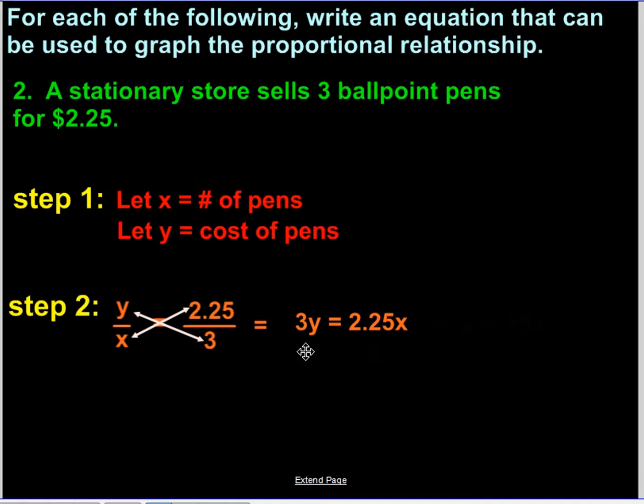And so in order to do that this time, we're going to have to divide by 3. And if we do that on this side, we're going to have to do it over here. And if we take 2.25 and divide by 3, we'll get y equals 0.75x. And we could use this equation to graph the proportional relationship in this word problem.